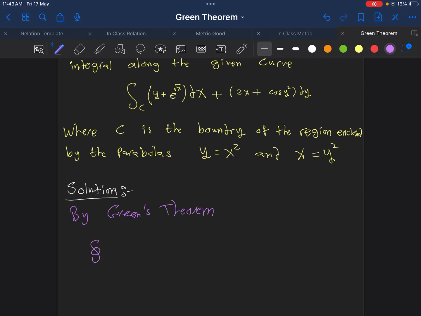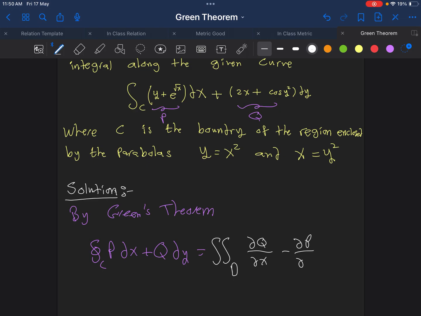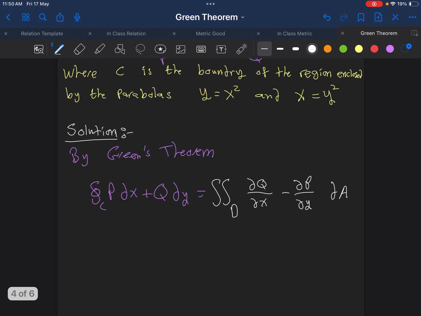this line integral, which is P dx plus Q dy, is equal to, of course, this will be my P and this will be my Q. This will equal the double integral over the region bounded by this curve, partial Q by partial x, negative partial P by partial y. Here we are assuming that the positive orientation is given counterclockwise.